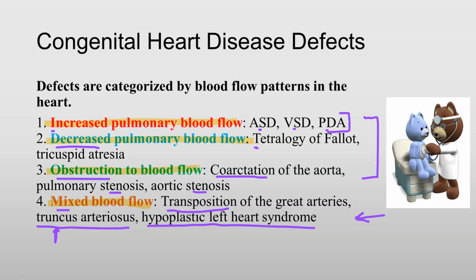I will not ask you to identify whether or not ASD, VSD, or PDA is an increased, decreased, obstructive, or mixed congenital heart defect. That is knowledge. That is not an application level question. It's good if you're just trying to remember those to do those types of practice questions, but my best advice to you would be to skip those questions.